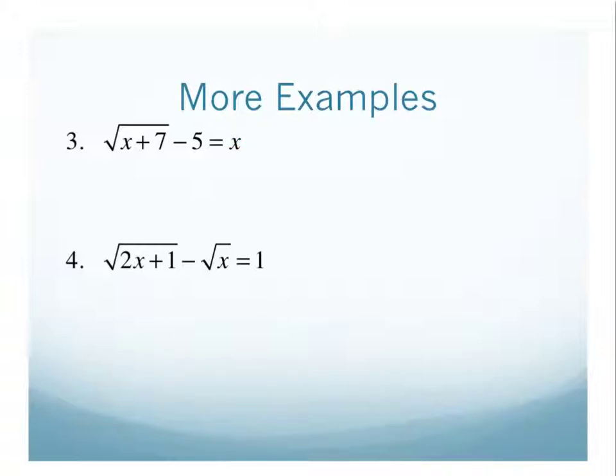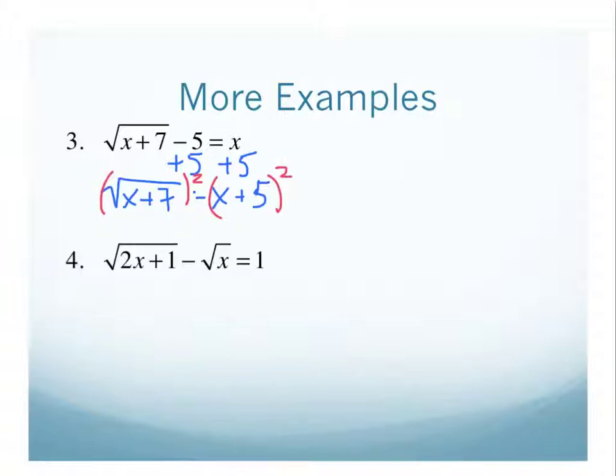So we're still going to start the same way. We're going to isolate the radical. So we're going to add 5 to each side, giving me the square root of x plus 7 is equal to x plus 5. We're going to square both sides. So we'll square both sides. And notice, yes, that means on the right-hand side we're going to have to FOIL that.